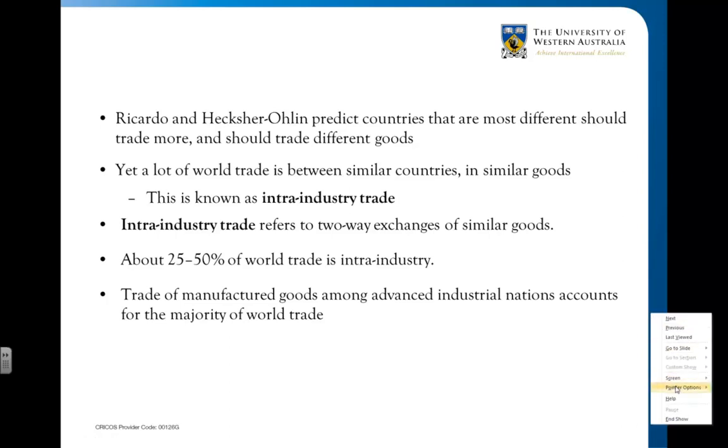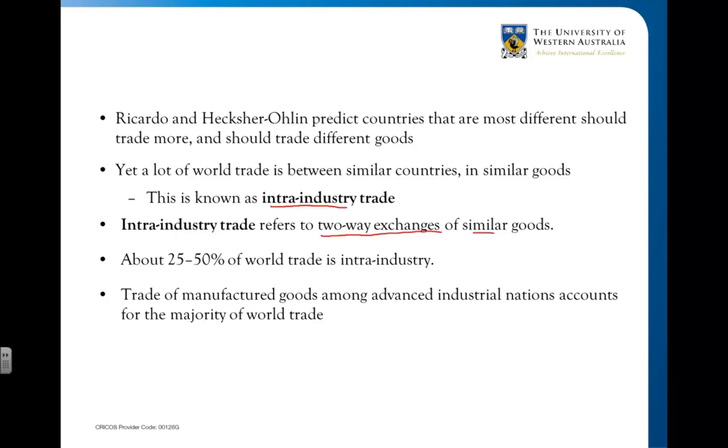We call this intra-industry trade. Not intra-firm, intra-industry. So it's basically when goods are traded that are very similar. And the estimate is that about 25 to 50% of world trade is actually intra-industry. So this kind of goes against these models, and so we want to investigate why this might be the case.